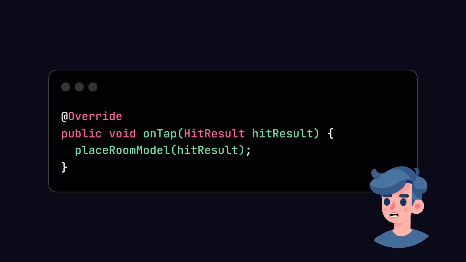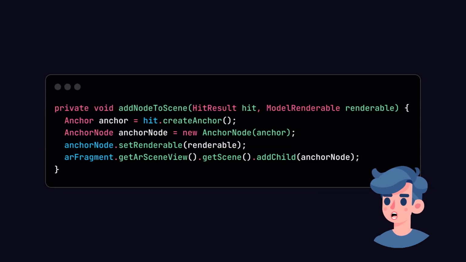Now, to handle touch events, we'll need to override the onTap method in the AR fragment. Inside this method, we'll call placeRoomModel whenever the user taps on the AR view. Next, let's ensure that the model appears correctly in the AR scene. For this, we need to add the model as a node to the scene. We'll create the addNodeToScene method.